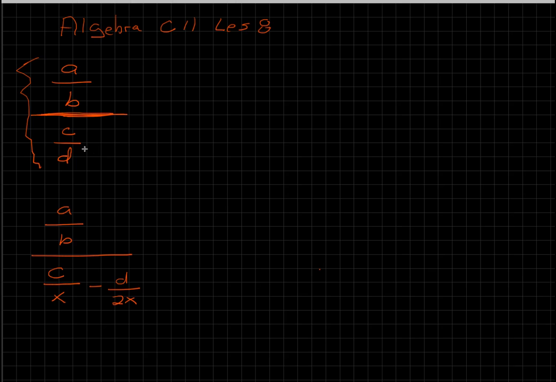Now, if you remember anything back in the text, you should remember that this is the same as A over B times D over C. What I've done is I flipped this around. And so now we have taken a complex fraction.